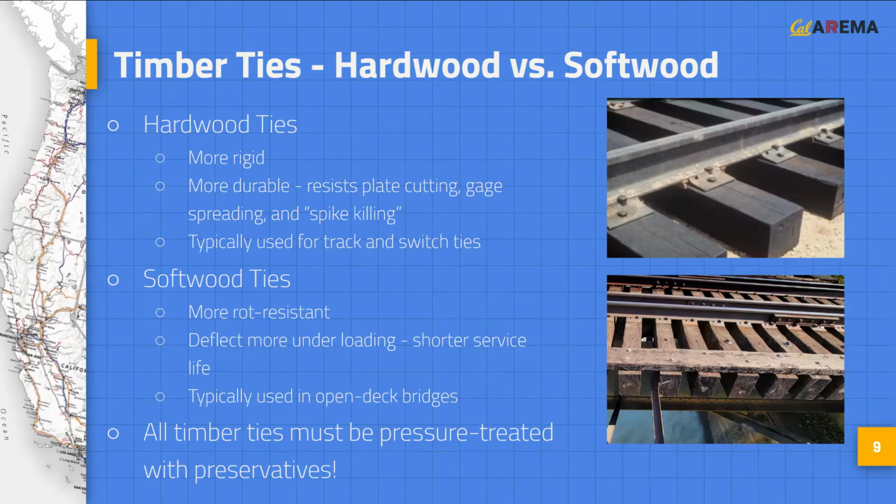In contrast, while softwood ties are more rot resistant, they are less rigid and are thus not as effective in transmitting loads to the ballast section, experiencing a shorter service life as a result. However, softwood ties are used frequently as bridge ties as they absorb some of the dynamic load that would otherwise pass directly to the bridge superstructure. Regardless of the wood type, all timber ties must be pressure treated with preservatives such as creosote to protect them from insect and fungal attack.